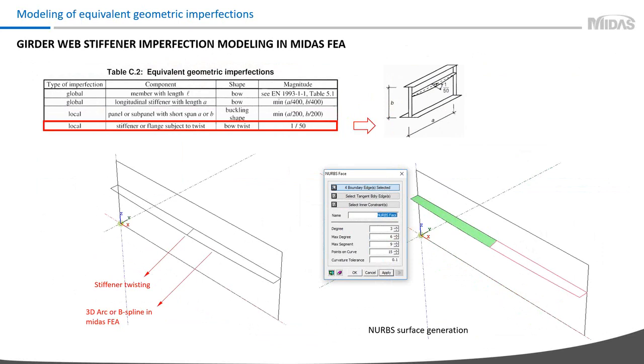And here is another example of imperfection modeling. It's a twisting of a longitudinal stiffener. The approach of modeling is similar. You have to create three sections of the stiffener along the web panel, and the middle section will be twisted by the magnitude from the Annex table, and the outer edge of the stiffener will have the shape of an arc or B-spline. And then, using the same feature like the NURBS surface, you create the twisted stiffener surface.